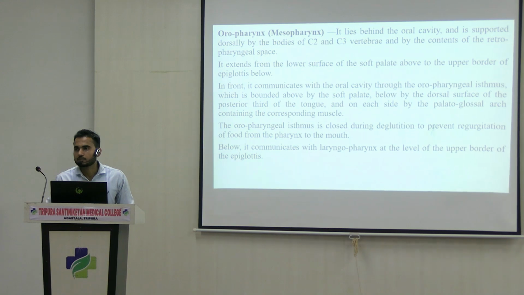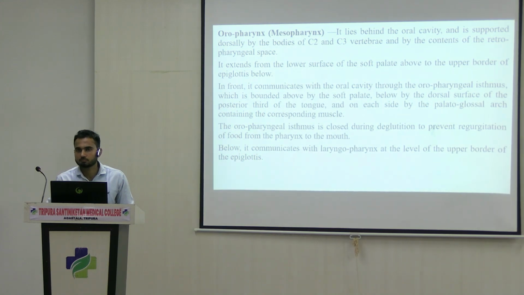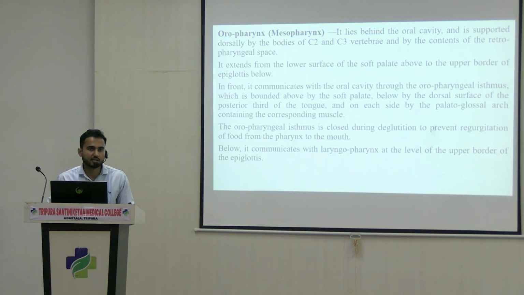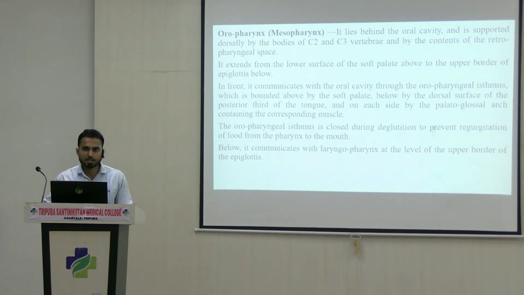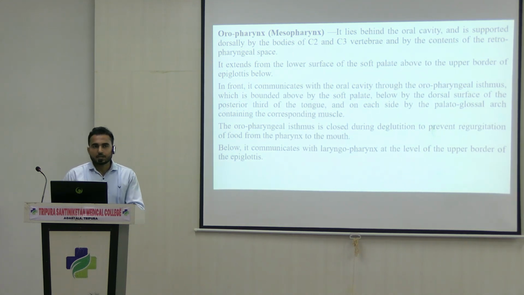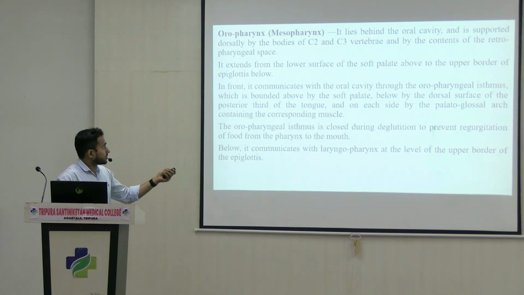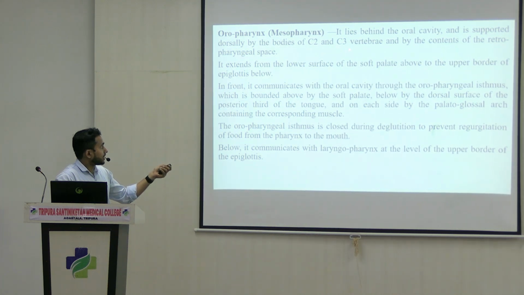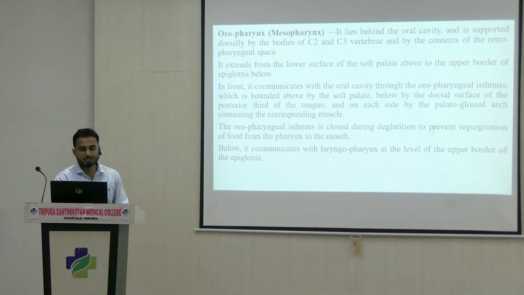What does it contain? Any idea? Adipose tissue, fat, and along with that some lymphatics are present. Now the question is, why is that space given? Pharynx is a muscular tube. Whenever you are swallowing, it will distend. So that space is provided by the retropharyngeal space. Next in the oropharynx, you can see it lies behind the oral cavity and it is supported by the C2 C3 vertebra, and along with that some contents of the retropharyngeal space.